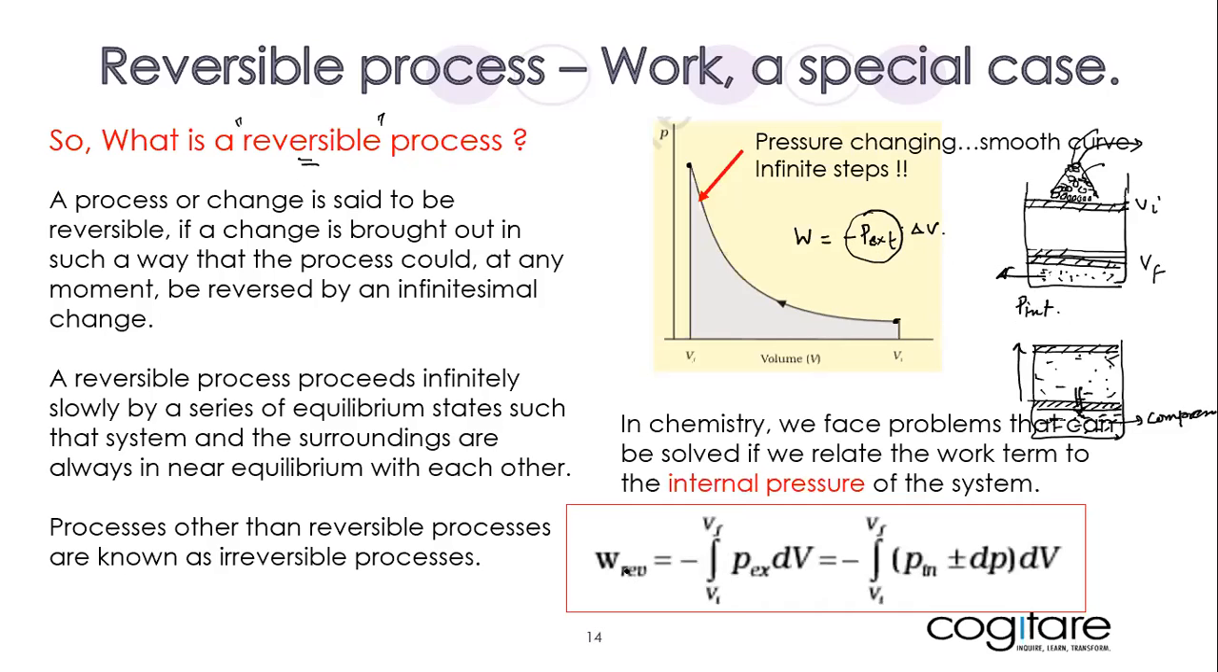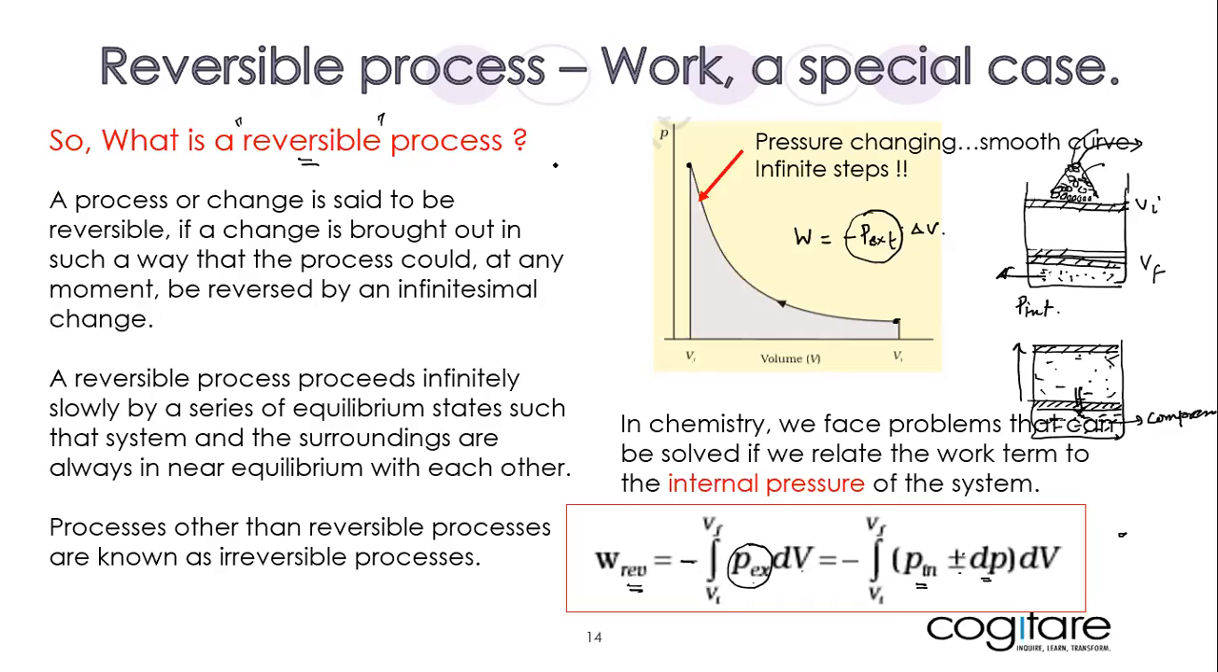Then what we say is, okay, I am going to call this a reversible process. The definition is the same, minus integral Vi to Vf, P external dV. Then I am telling you this P external is P internal plus or minus dP, where dP means a very small change, equal to the addition of a grain of sand. Are you able to follow what I am saying?